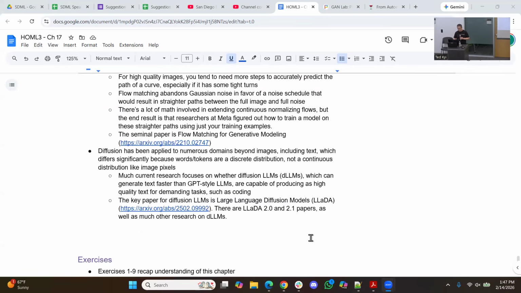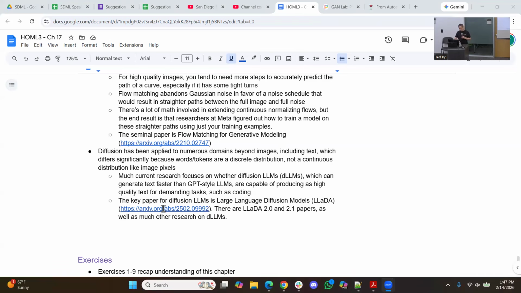My last comment on diffusion is that another hot area of interest is, can we build text models using diffusion? So there's a lot of research in diffusion LLMs. I think one of the key papers to look for is the LLaDA paper, large language diffusion models. Here, there's this fundamental difference because our vocabularies are discrete distributions. They're not continuous. You cannot just add infinitesimally small noise to the word large. So things don't work quite as well.